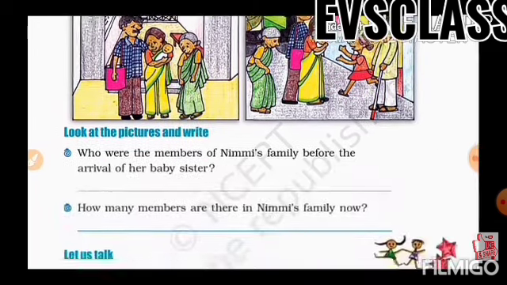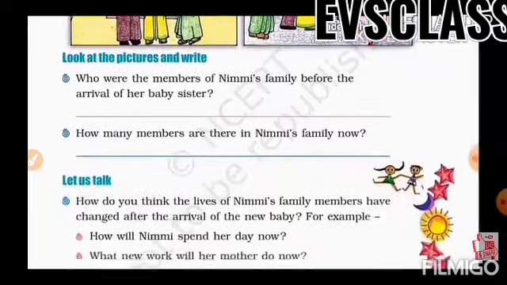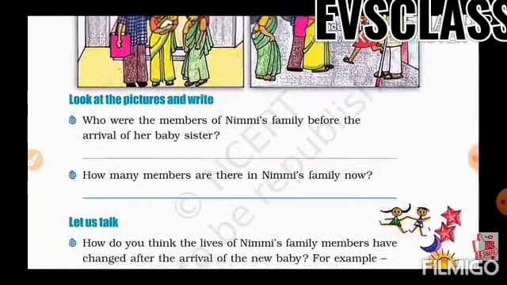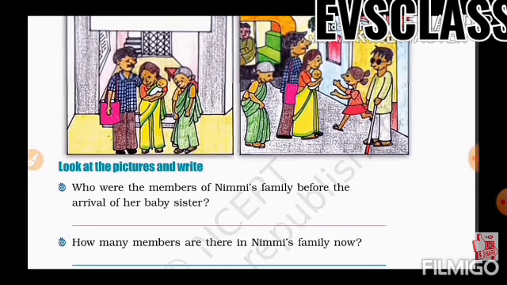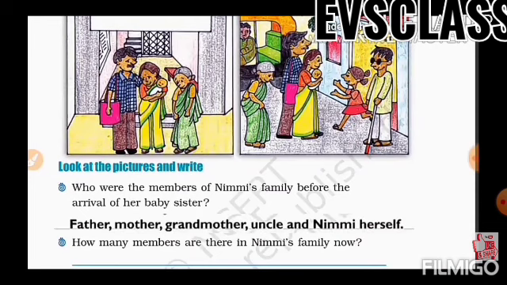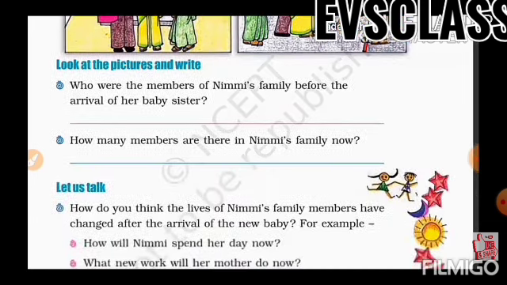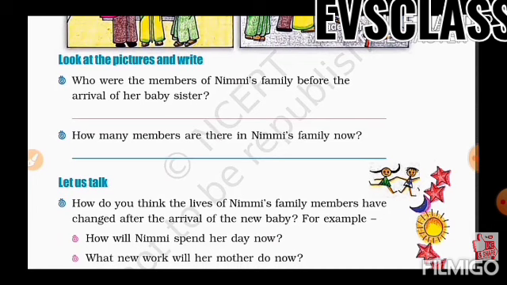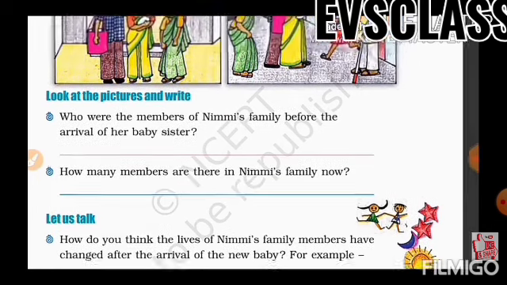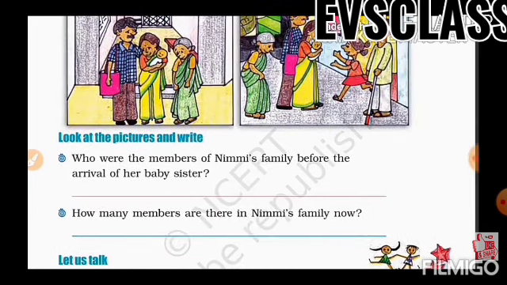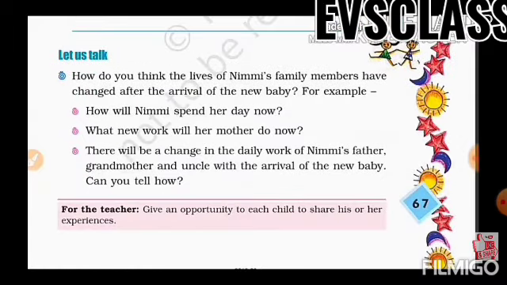So who are the members of Nimi's family before the arrival of her baby sister? Can you guess, students? Father, mother, grandmother, uncle, and Nimi herself. But now there are how many members in total? Father, mother, grandmother, there are 5 members. Now how many members are there in Nimi's family? Now 6 members. Exactly, because the new baby sister is there. That's the reason.